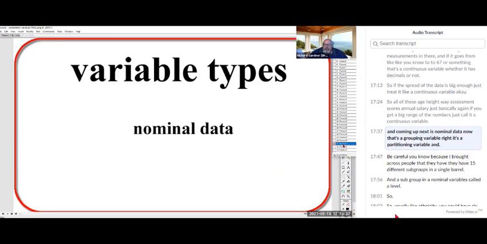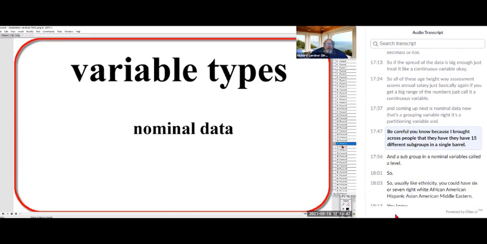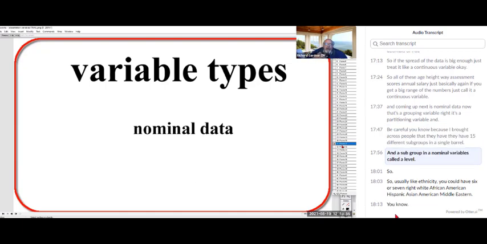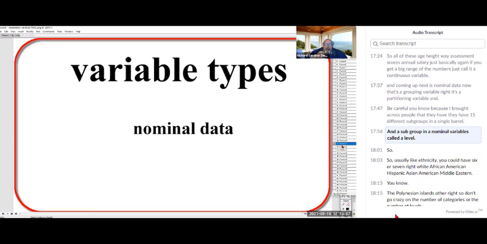And coming up next is nominal data. Now, that's a grouping variable, right? It's a partitioning variable. And be careful, because I've run across people who have 15 different subgroups in a single variable. And a subgroup in a nominal variable is called a level.